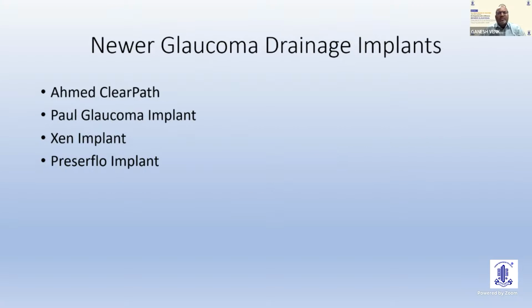So coming to the newer glaucoma drainage implants, we already know that we have the Ahmed glaucoma valve, which is a valve device, and you also have the Baerveldt glaucoma implant. Now you have the Ahmed ClearPath, which are non-valve devices, but these companies are now coming up with their own counterparts of those devices. So for example, if you have a valve device, they also want to have a non-valve device. So Ahmed is coming out with a ClearPath. The Paul glaucoma implant is another device which is going to be maybe launched in the near future.